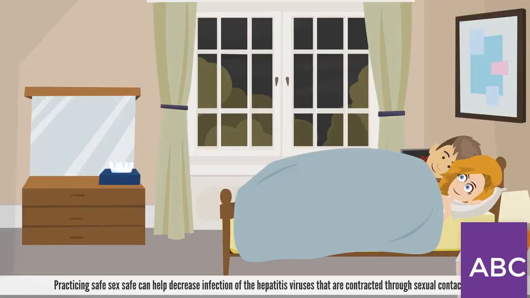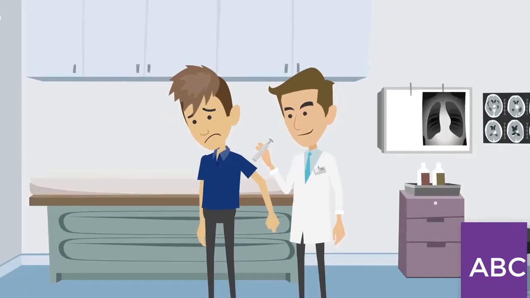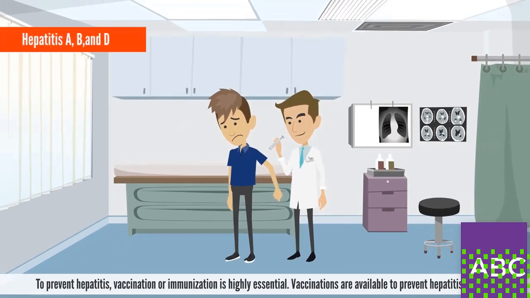Like I said before, practicing safe sex can be a great deal in reducing hepatitis virus infection that is contracted through sexual contact. To prevent hepatitis, vaccination or immunization is highly recommended and is essential. Vaccinations are always available to prevent hepatitis virus.